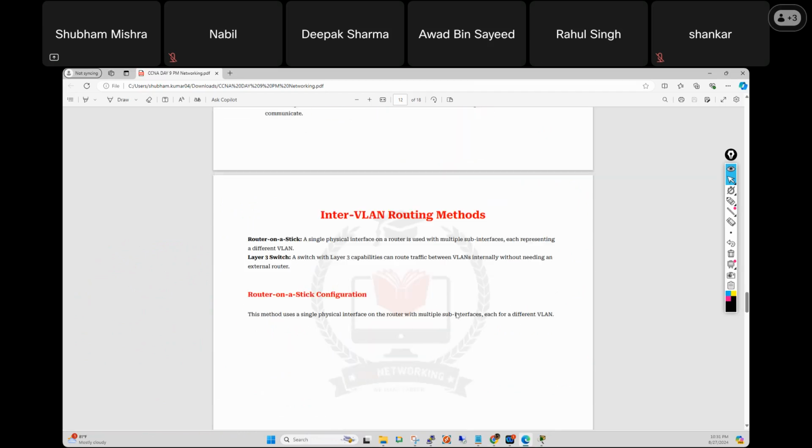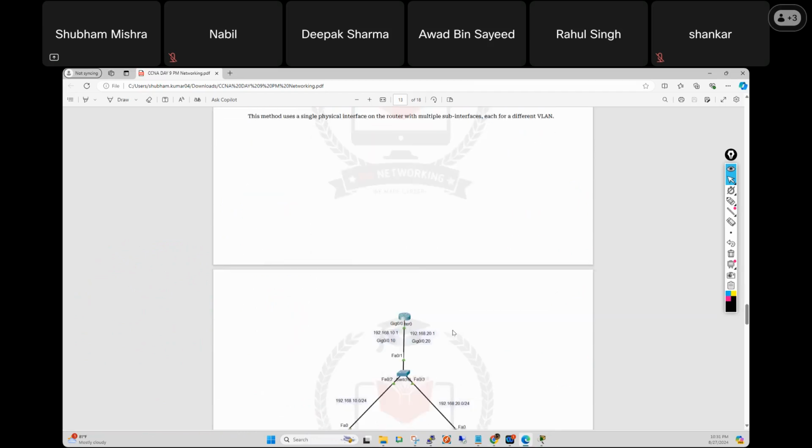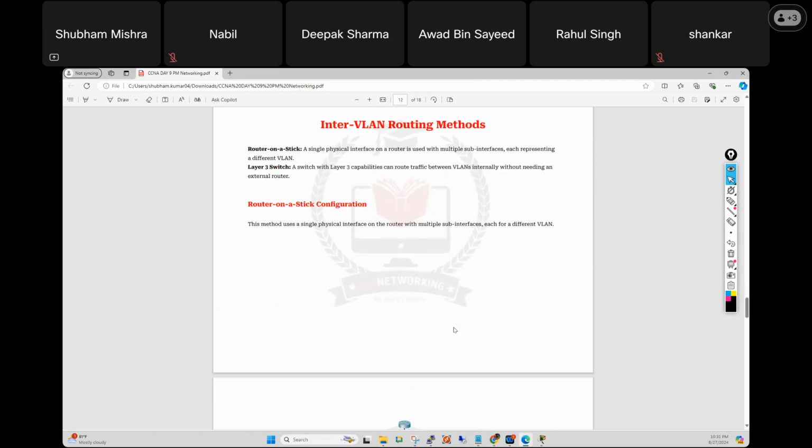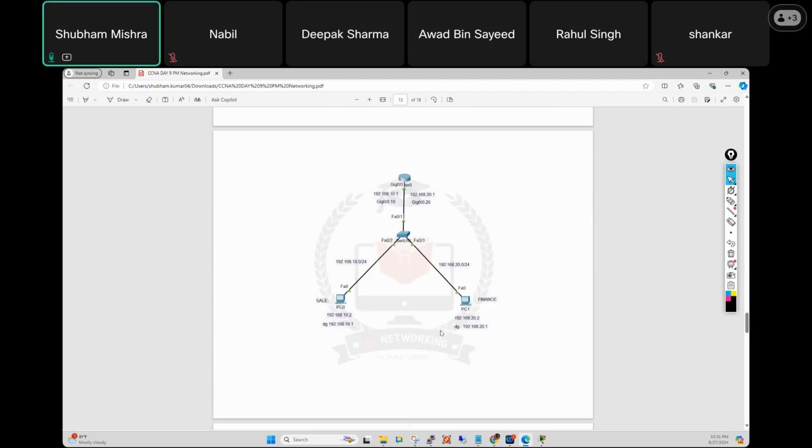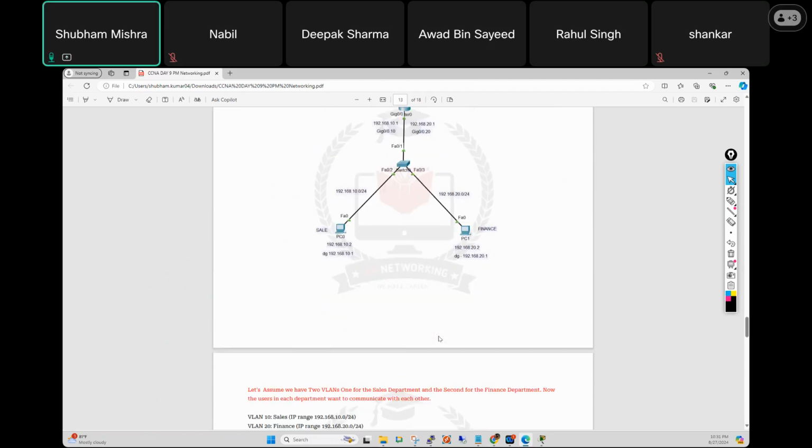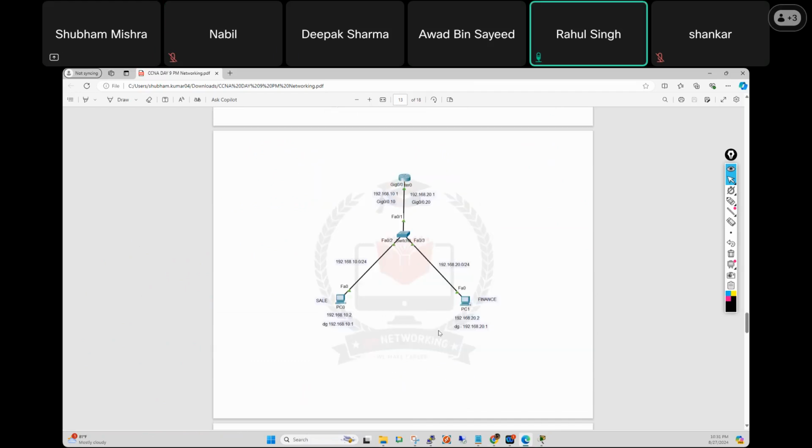Now the thing is, how can we create the sub-interface like this? This is called, guys, I told you, this is called router on a stick. In some books you will see it as router on a stick. So this is the meaning of router on a stick. Are you clear? Yes or no? Now let's configure this topology.